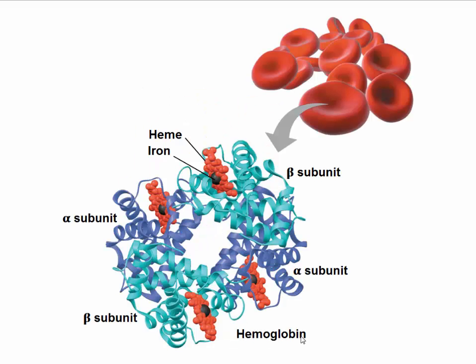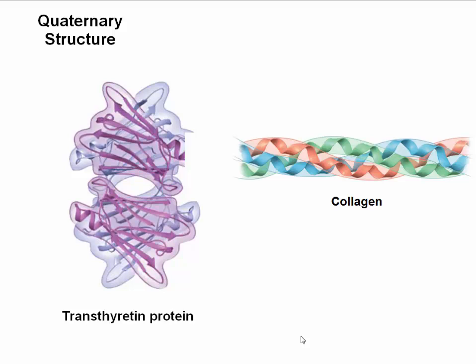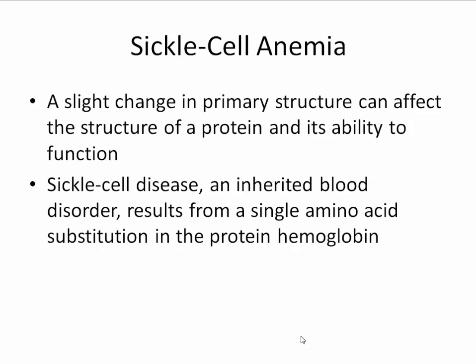So here is the same hemoglobin. We're taking it out of a red blood cell, and what you see are the alpha and beta subunits and the heme iron inside. Another picture of quaternary structure, the collagen on the left, and another transferrin protein on the right.